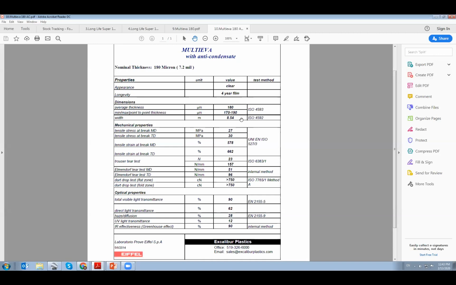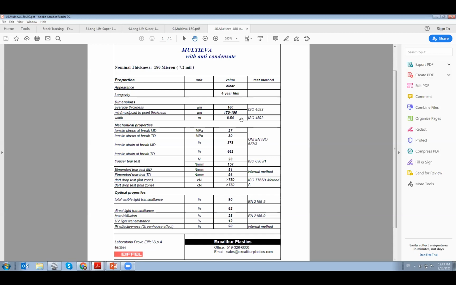This is also bee friendly. Obviously, it's ideal for all greenhouse crops. And this also has the anti-static for the ease of installation. This is actually a 7-layer film.